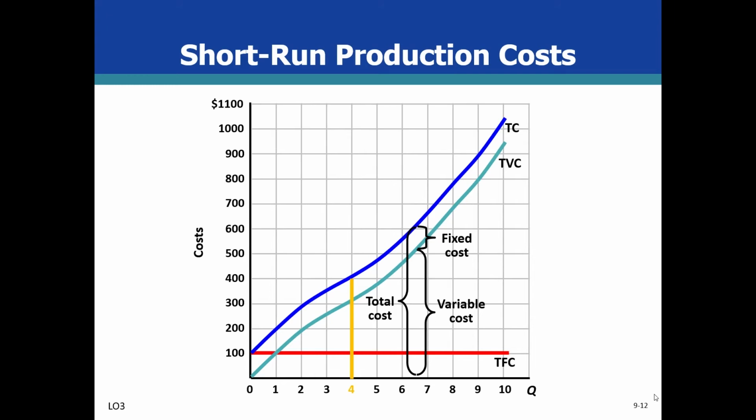Variable costs, TVC, increase in proportion to output. Total cost increases in the same proportion, with the difference between TC and TVC represented by the fixed cost. Note that at 4 units of output, total cost is $400, made up of 300 variable and 100 fixed costs.